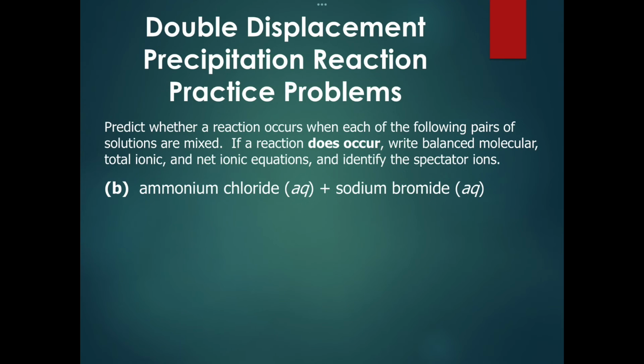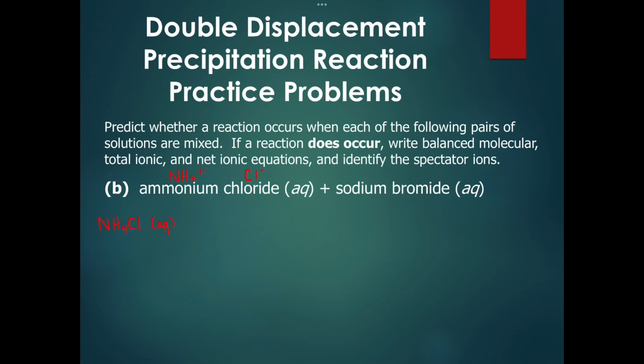All right, let's try another one. So this one has ammonium chloride and sodium bromide. So again, first thing we need to do is write our balanced chemical equation. So ammonium is a polyatomic ion, that's NH4+, and then chloride is Cl-. These are equal and opposite, so we just get NH4Cl, and this is aqueous.